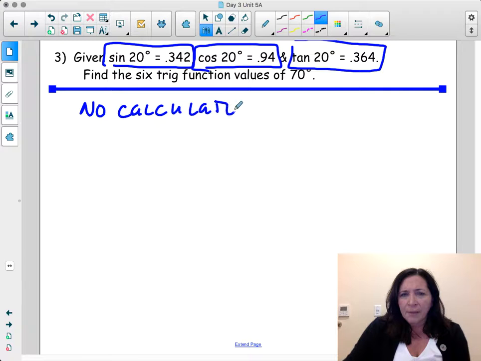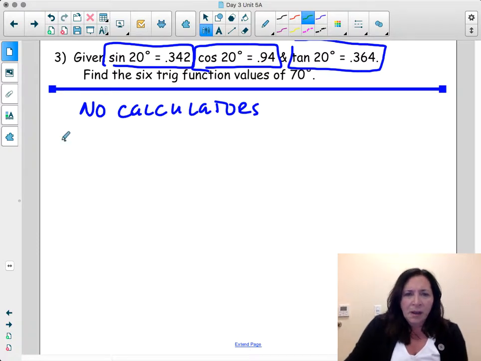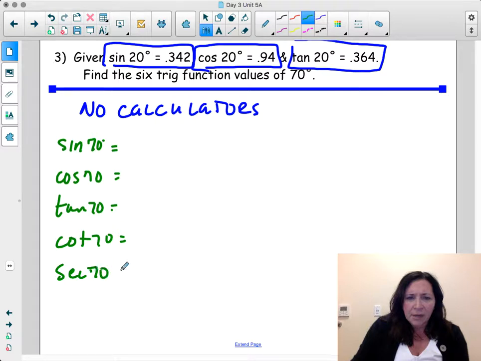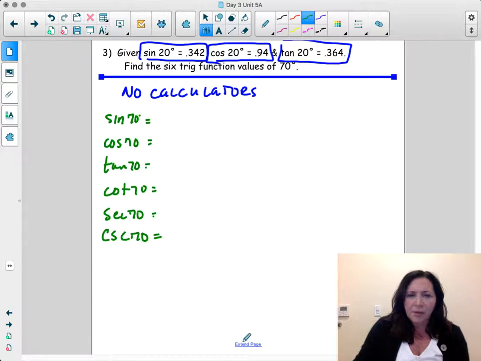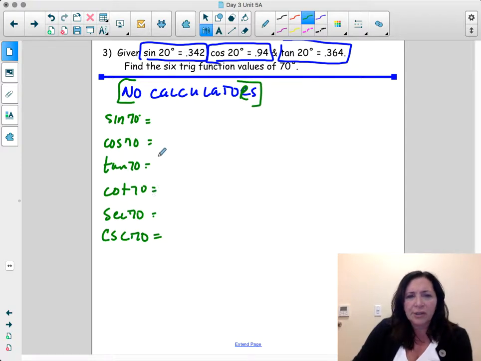Okay, and your job is that you're basically trying to manipulate these numbers. You're trying to find sine of 70 degrees. You're trying to find cosine of 70, tangent of 70, cotangent of 70, secant of 70, and cosecant of 70. Now, we're using our reciprocal functions for this too. So you're definitely not allowed to use calculators. So without calculators, how would you do this?